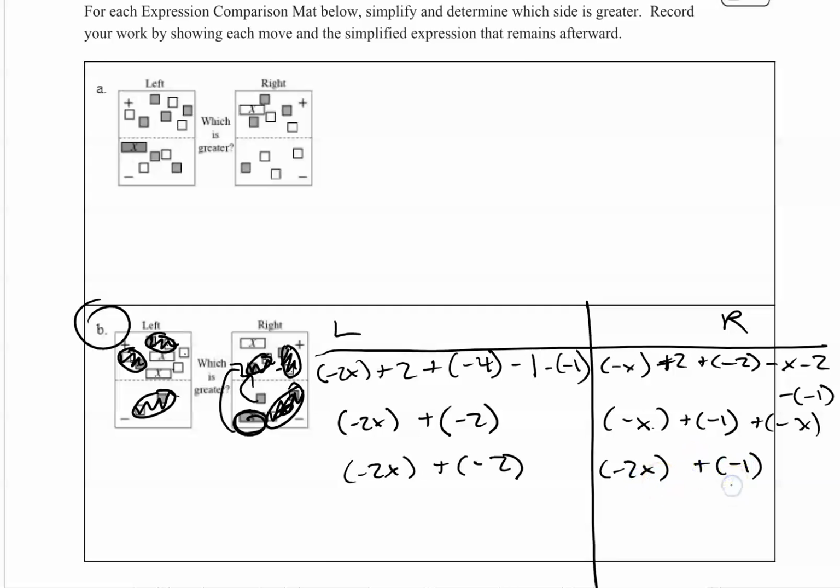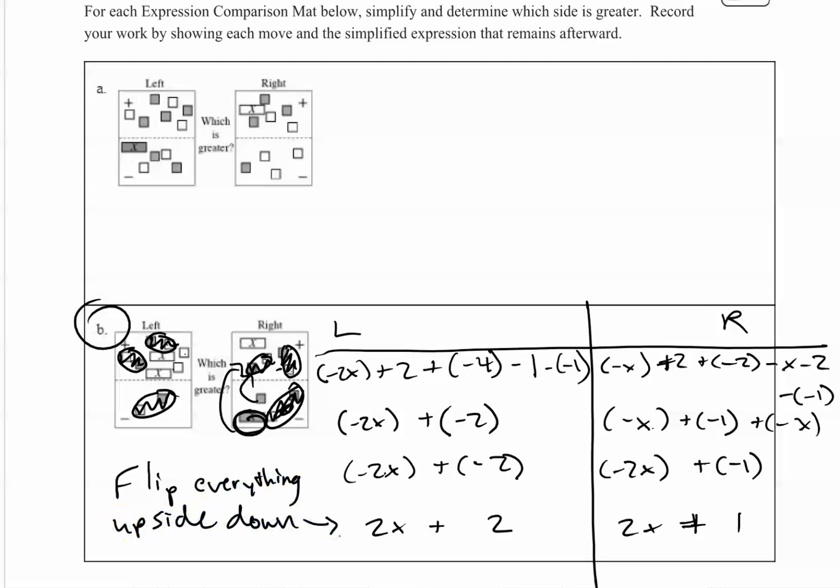Let's see here. So one of the legal moves is you're allowed to turn everything over. So you're allowed to just flip every sign if you want. And I'm going to do that. This is going to become 2x. This is going to become 2. This is going to become 2x. And this is going to become 1. That is a legal move. Flip everything upside down, which we'll learn about in class.